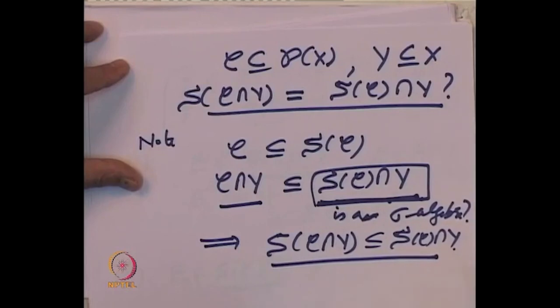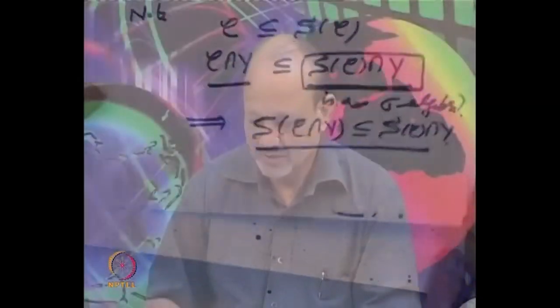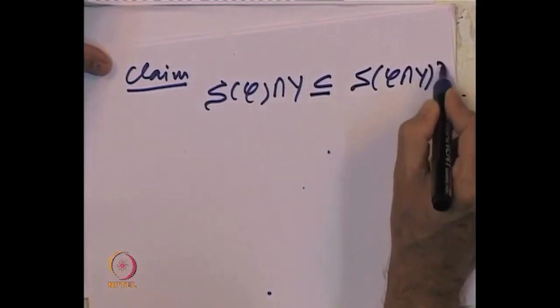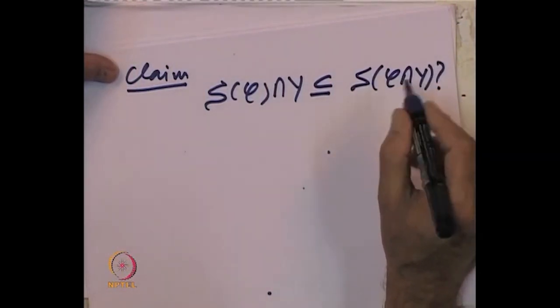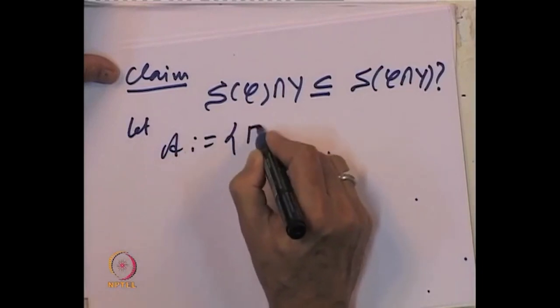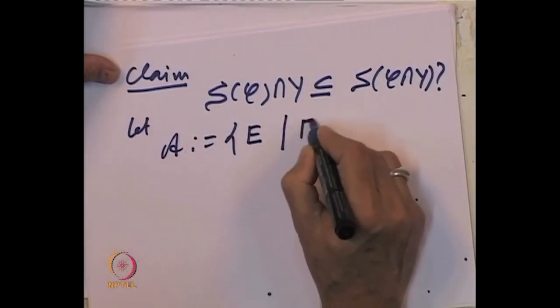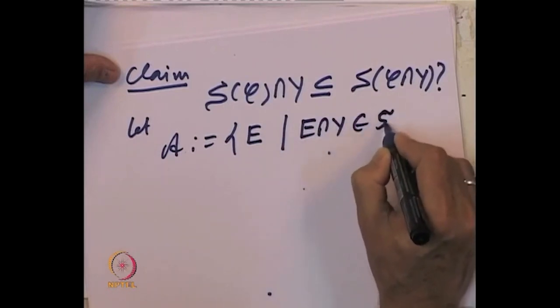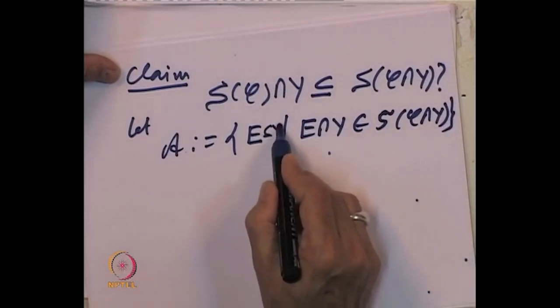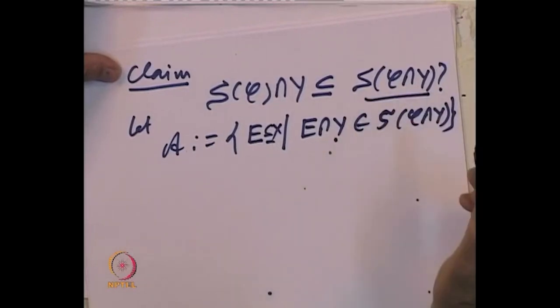So this will prove one way inequality. We have to prove the other way around inequality. So let us try to prove it. The claim is that S of C intersection Y is also a subset of S of C intersection Y. This is what is to be proved. And the proof once again uses a similar technique. Let us write A for all those subsets E in X such that E intersection Y is an element in S of C intersection Y.